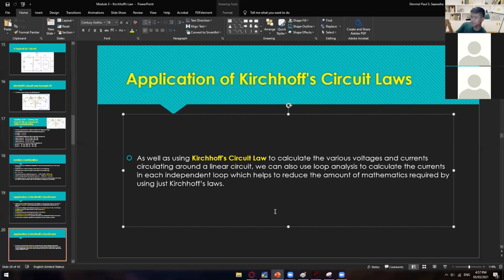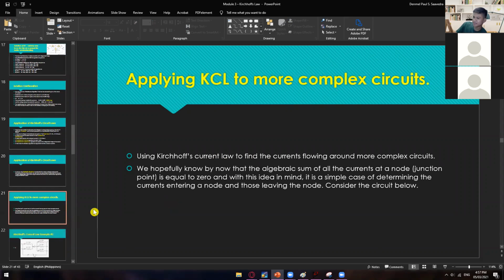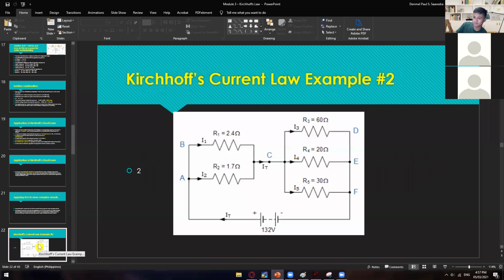I included a video in the module overview wherein you can see how loop analysis works versus KCL and KVL analysis. So you can visit that one, though they are quite the same in concept as Kirchhoff's laws, right?